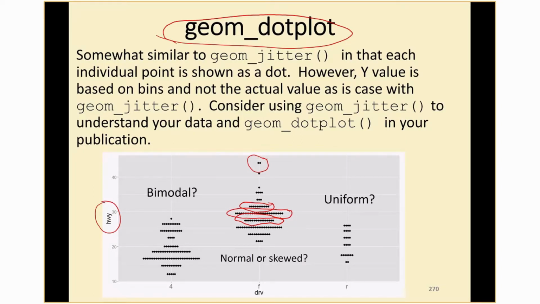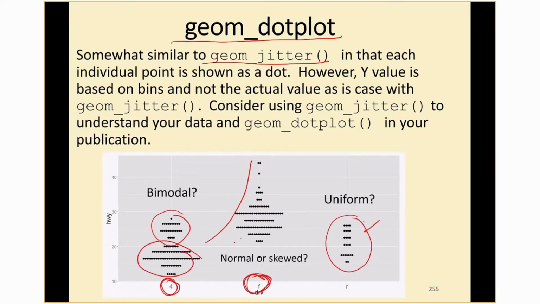However, relative to geom_jitter, dot plots are a little bit more conventional. So what you might want to think about doing is that in order to understand your data, you use geom_jitter. And once you have an understanding of what those distributions actually look like, you could use a more conventional plot like geom_dotplot to represent that distribution in your thesis or journal publication.